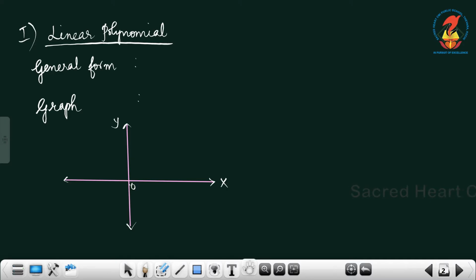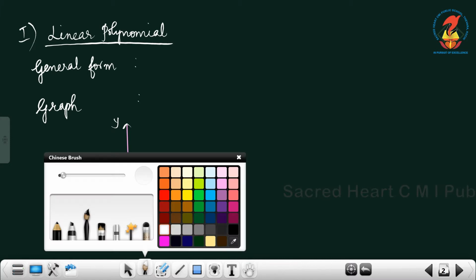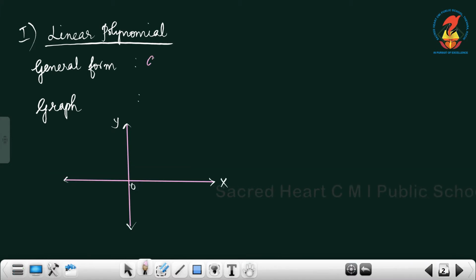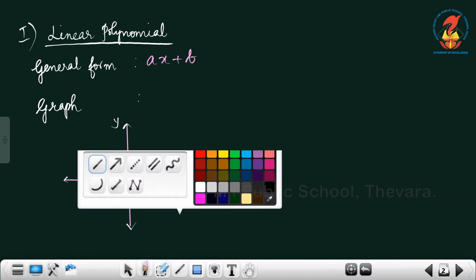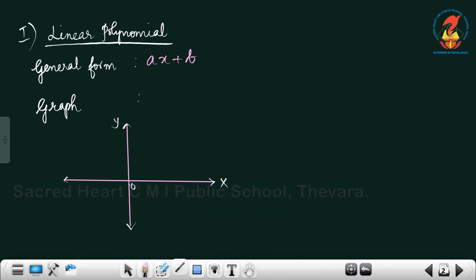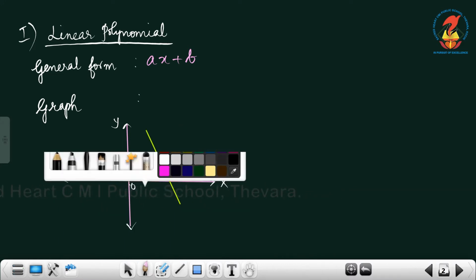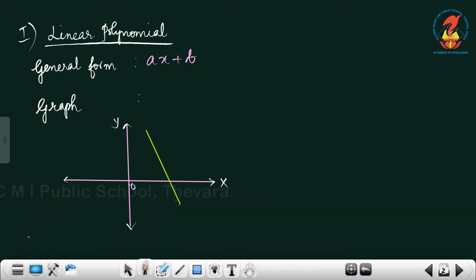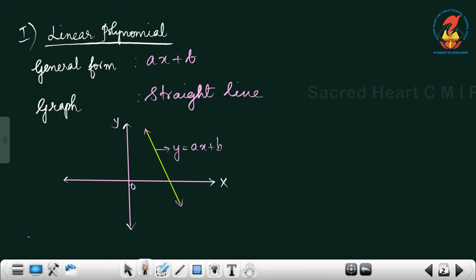First, we learn about linear polynomial. What is the general form of the linear polynomial? It is ax plus b. And what will be the graph of any linear polynomial? It will always be a straight line. This you have learned last year. y is equal to ax plus b. So, the graph of a linear polynomial will always be a straight line.